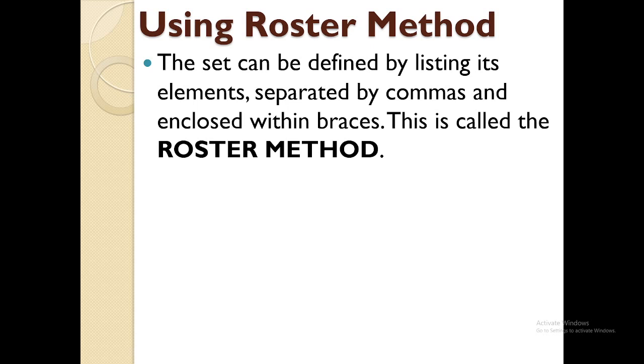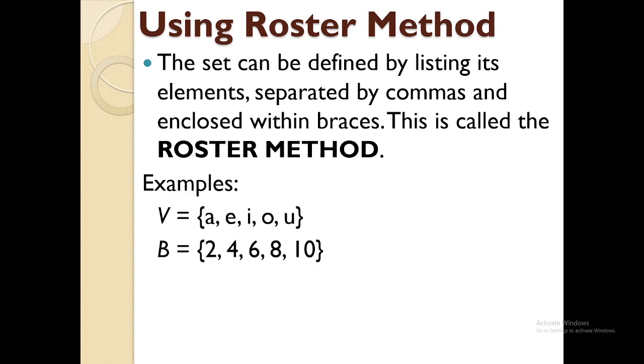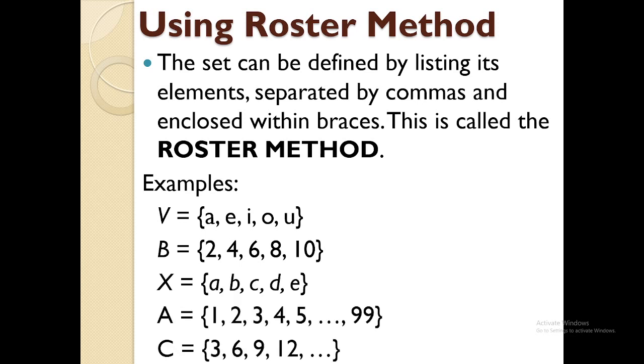Next, using the roster method, the set can be defined by listing its elements, separated by a comma, and enclosed within braces, the curly brackets that were mentioned a while ago. This is called the roster method. So here we go, these are examples. Another example, and another one. So these are all examples of the roster method.